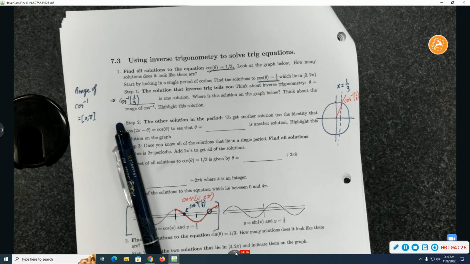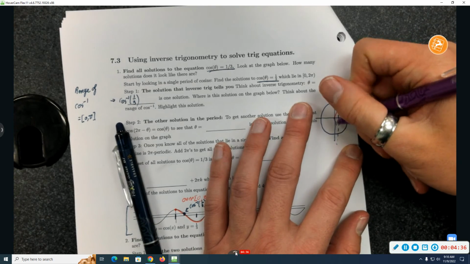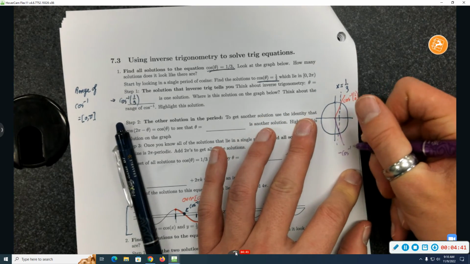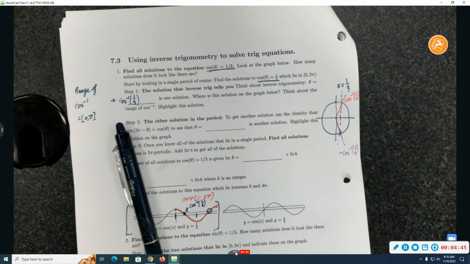Negative would do. Instead of rotating up, you could rotate down by the same amount. I guess we're falling slightly off of the prompt, but this is a valid idea. So here's negative cosine inverse of 1 third. It has the exact same x value. The y value is negative, but I don't care about the y value. We feel pretty good so far? Cool.